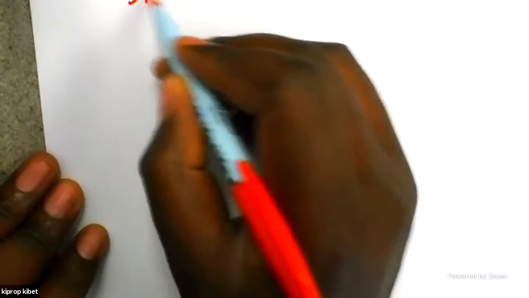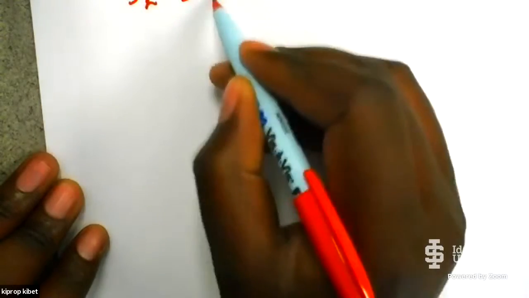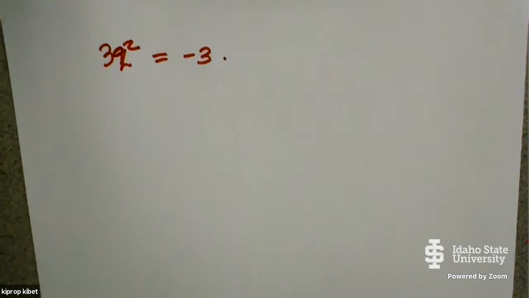3q squared equals minus 3. Using the square root property, what is the value of q? So what do you do first? First of all, you make sure what you're looking for is on one side, and the other terms are on the other side.